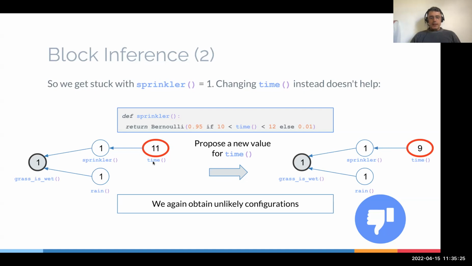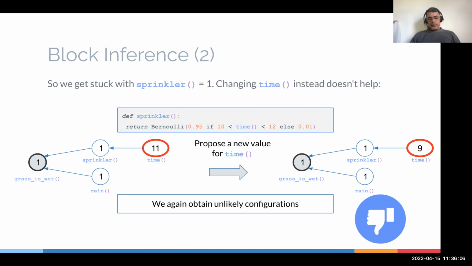But the problem is that if we select another value for time that's out of my range here from 10 to 12, say 9, now this is also unlikely because out of the interval from 10 to 11 to 12, sprinkler is usually off and here it's on. So again, this is unlikely. So again, it's probable that we're going to reject the sample as well. So we kind of get stuck in this pattern in which the sprinkler is on and we are between 10 and 12. And it's hard to move away from that, but you do want to move away from it because you want to sample from scenarios in which it's not that time of the day.